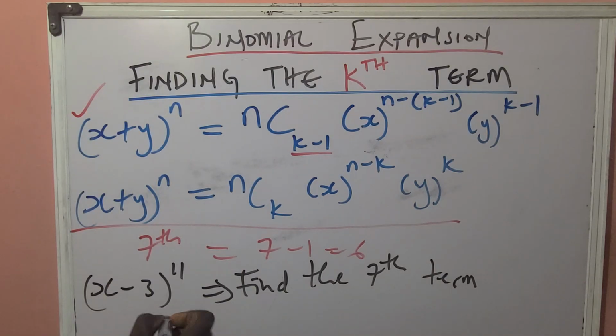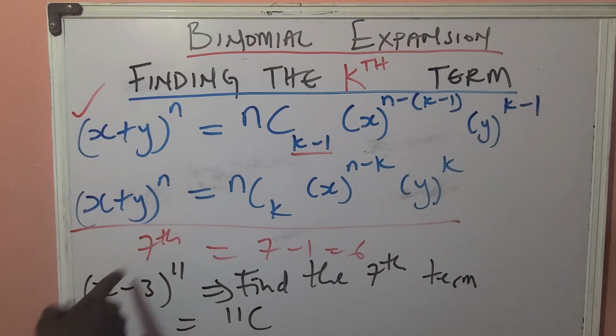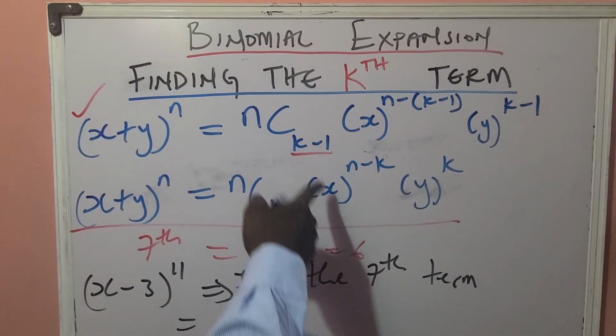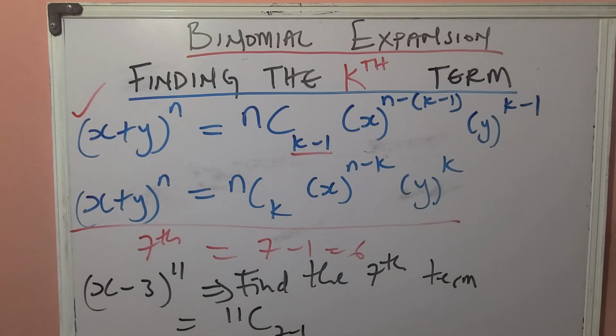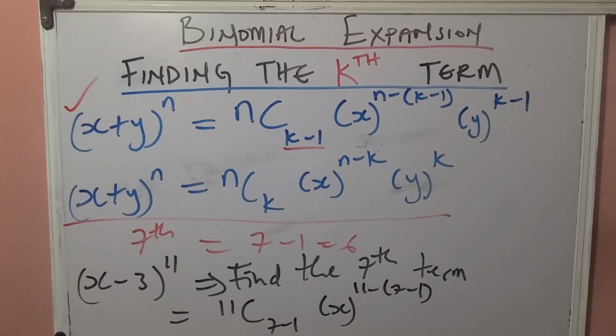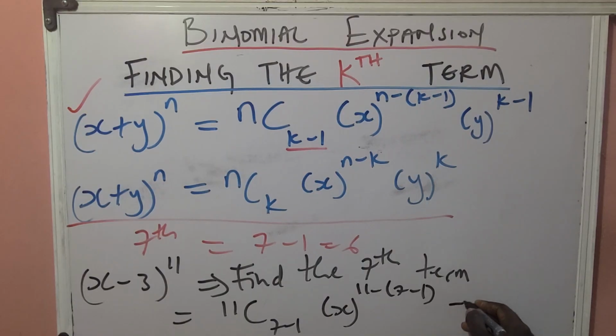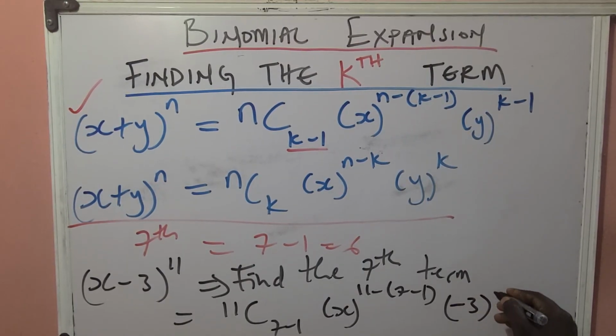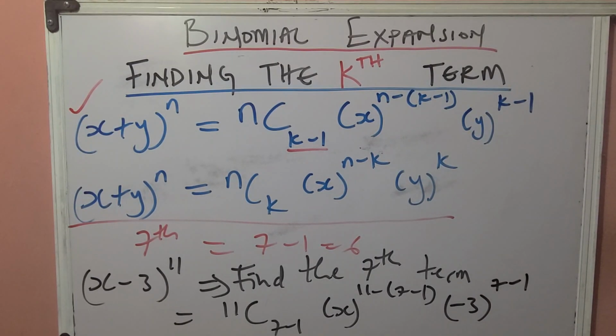The next thing to do is to say the n here is 11. That will be 11 combination, now k minus 1. Our k is 7, so that will be 7 minus 1. Then our x here is x raised to the power of 11 minus (7 minus 1). And then you have minus 3, which was the other term, raised to 7 minus 1. So this is what you will solve to get your final result.